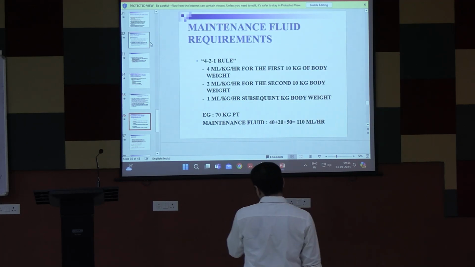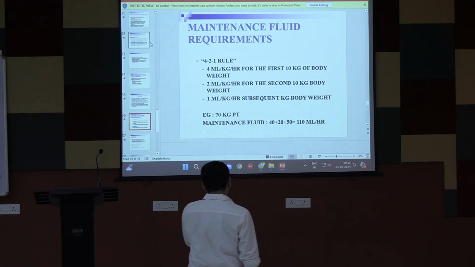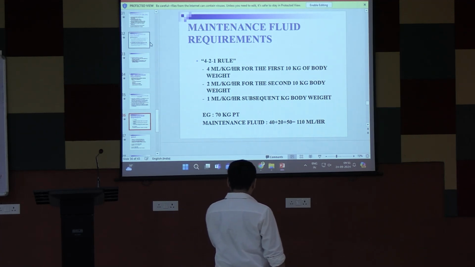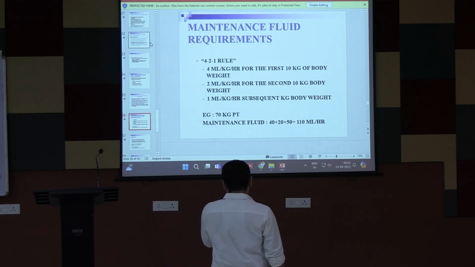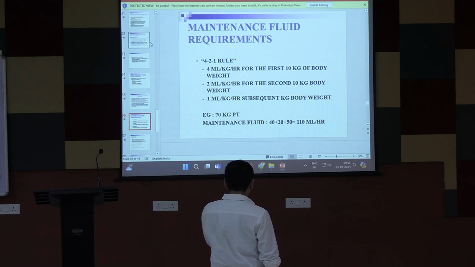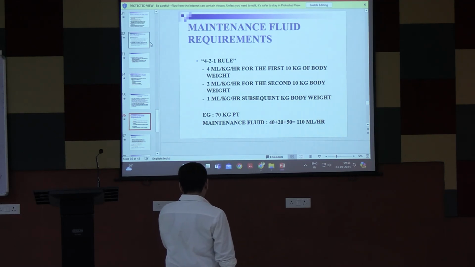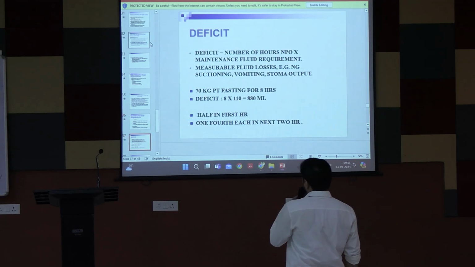Maintenance fluid requirement: 4:2:1 rule. 4 ml per kg per hour for the first 10 kg of body weight, 2 ml per kg per hour for the next 10 kg of body weight, and 1 ml per kg per hour for each subsequent kg of body weight. Example: 70 kg patient, maintenance fluid is 4 into 10 is 40, 2 into 10 is 20, and 1 into 50 is 50. So 110 ml per hour.